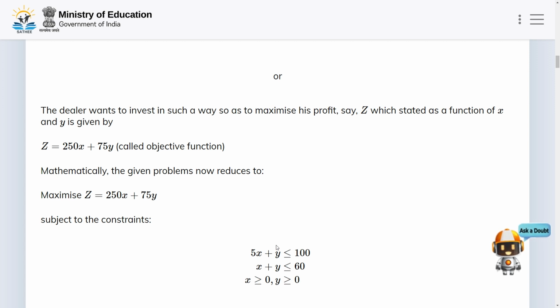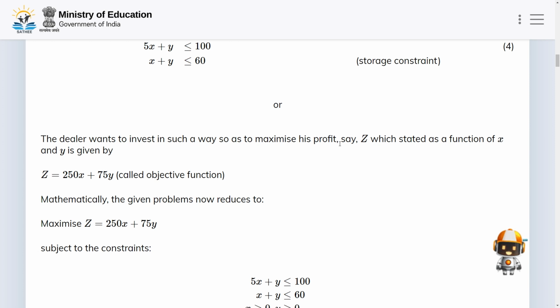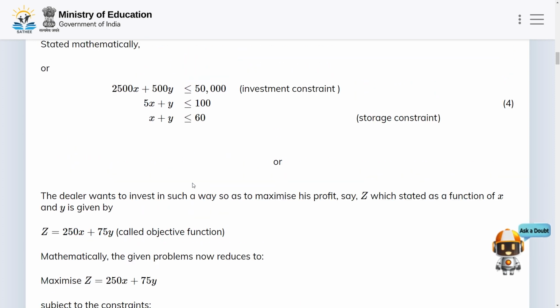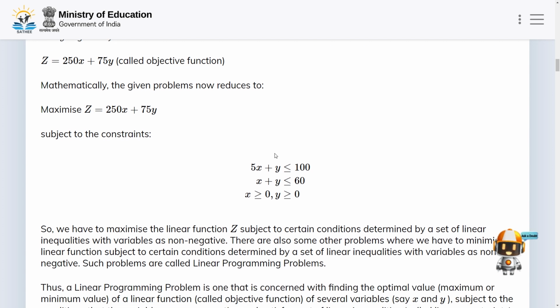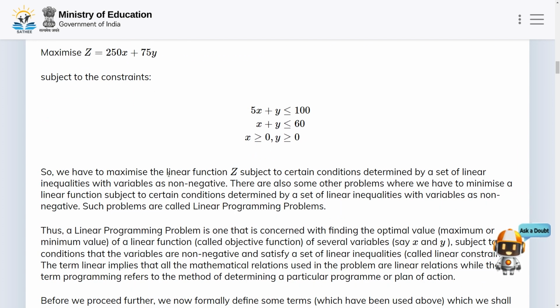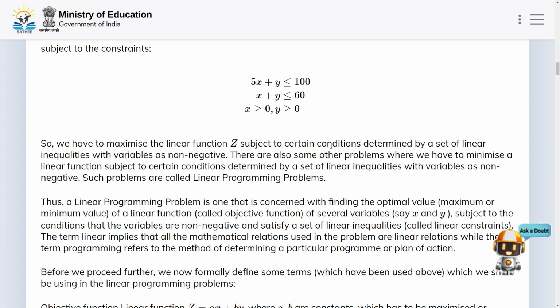So in order to maximize his profit z, which is stated as a function of x and y, given by this, we call it an objective function. Now these are the constraints. So now we have to maximize the linear function z subject to certain conditions determined by a set of linear inequalities with variables as non-negative.